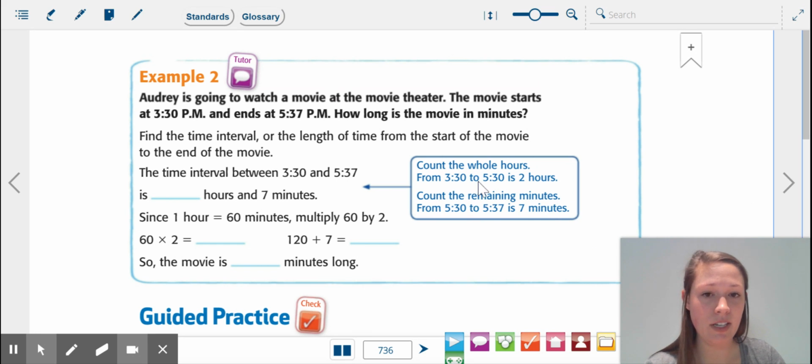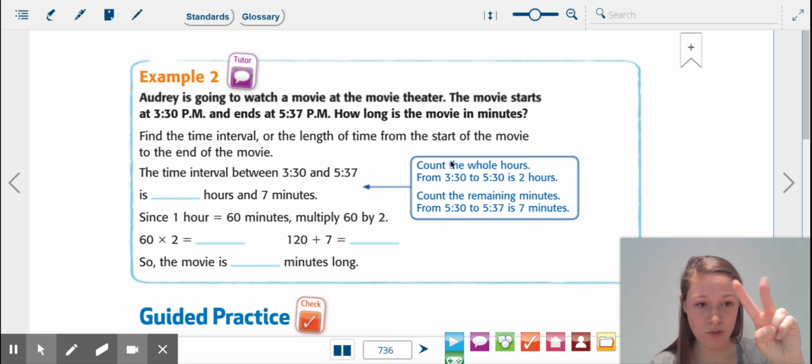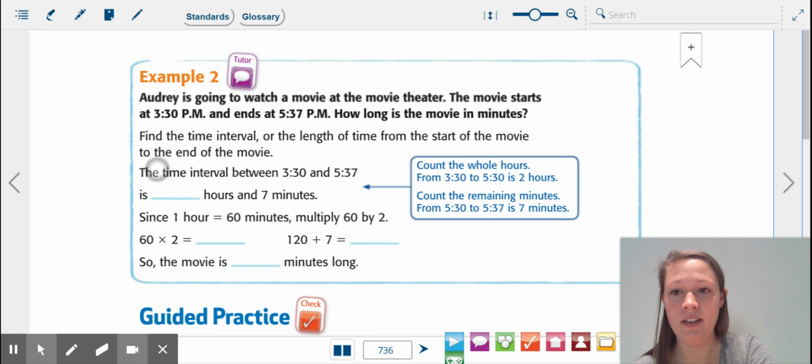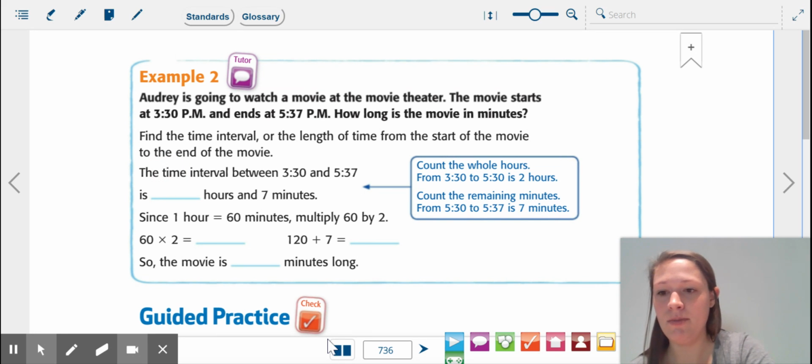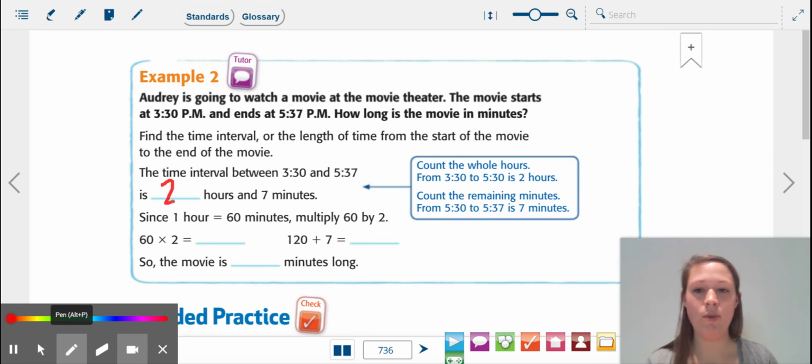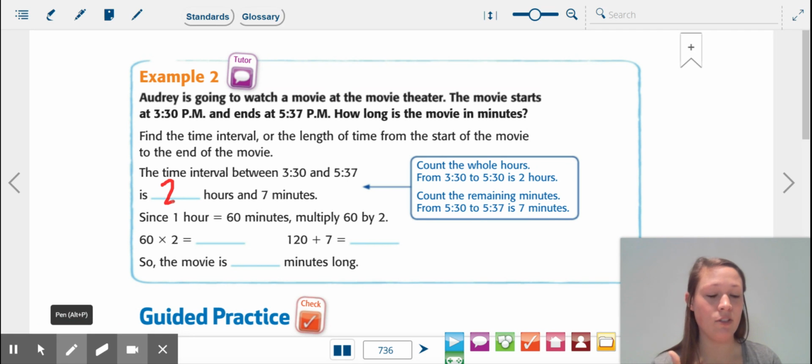Okay, so look at this little hint right here in the box. Count the whole hours. So always start with the bigger part first, kind of like how we did with fractions. We started with the whole numbers and then we moved to the little fraction pieces. Okay, so count the whole numbers. So go from 3:30 to 5:30 is 2 hours. 4:30, 5:30. So we have those 2 little hours right here. Okay, ooh, might be helpful if I put my pen back on. 2 hours.